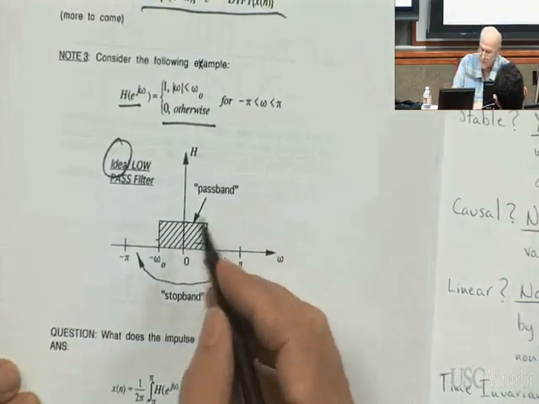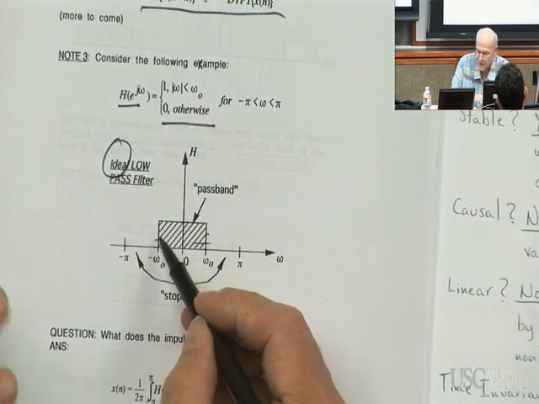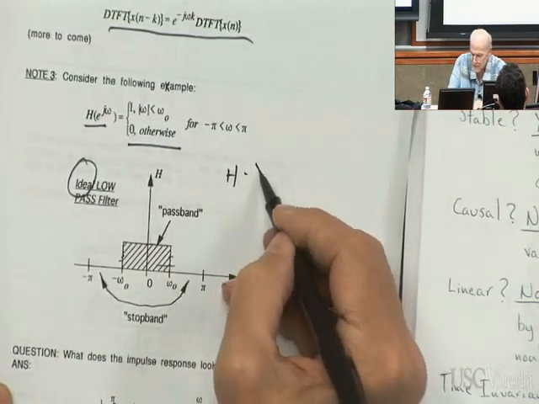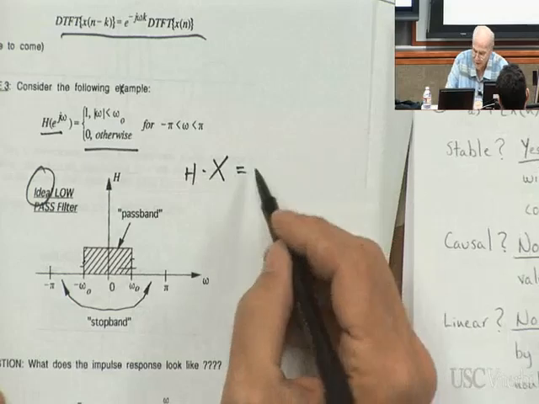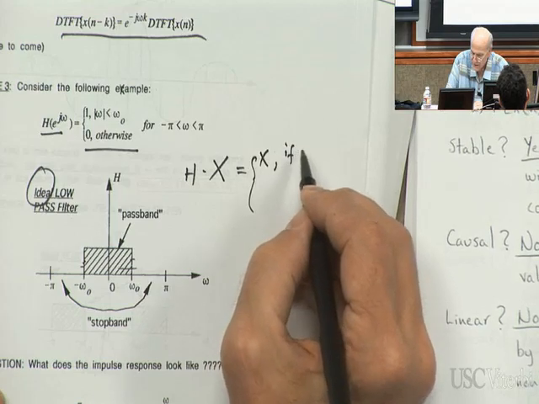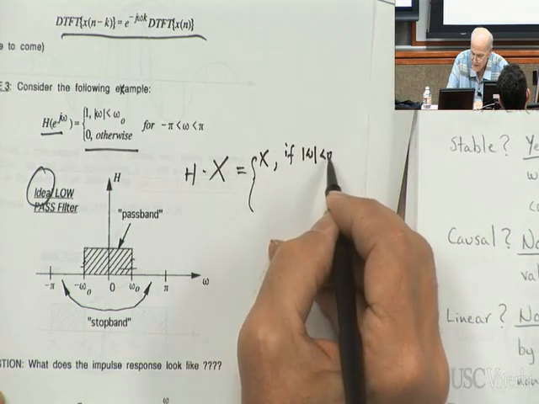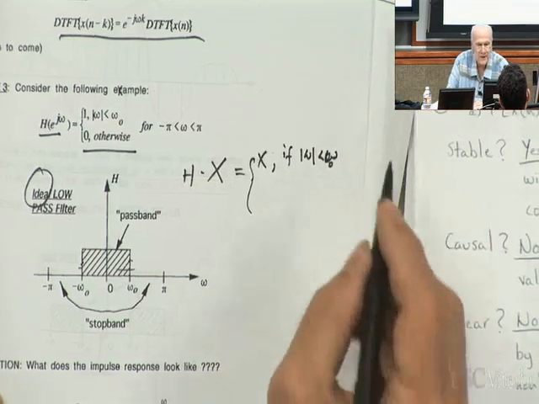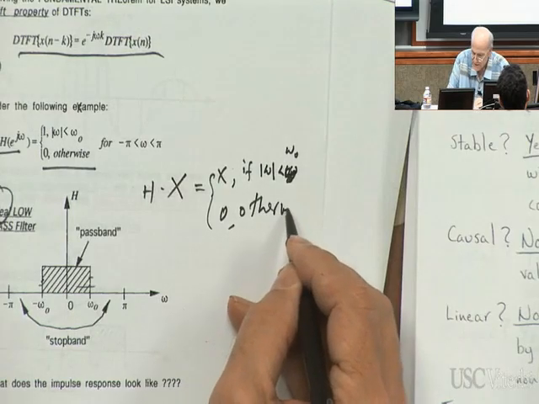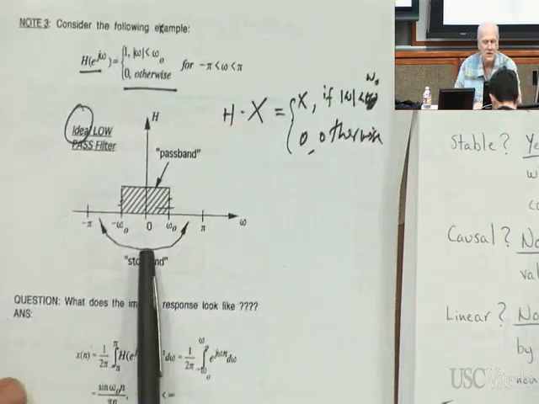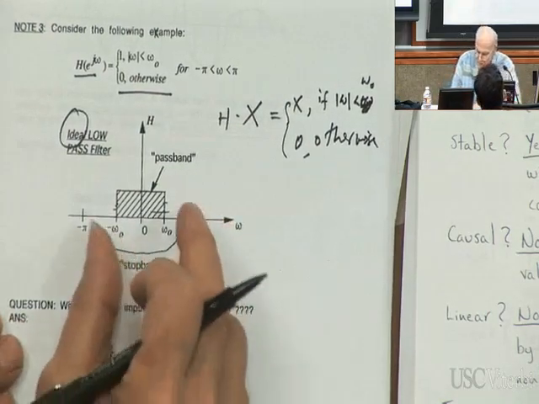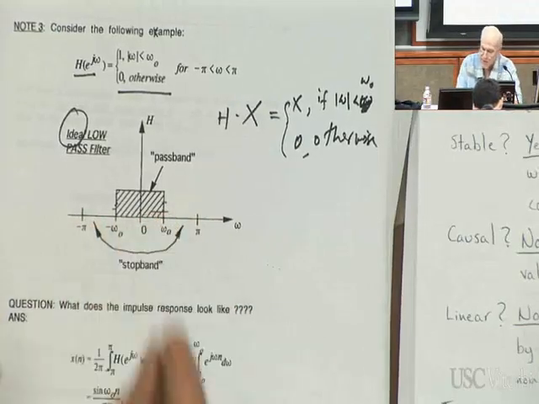Why is it an ideal low-pass filter? It perfectly passes any frequency components in the input. So if you multiply this H times X, the result will be X if the absolute value of omega is less than omega naught, and it will be 0 otherwise. So what this ideal low-pass filter does is, if you have an input going into this, it will pass anything as long as the frequency of the input is less than omega naught.